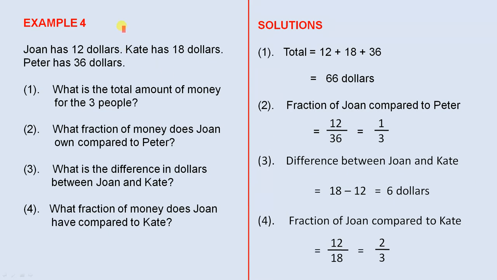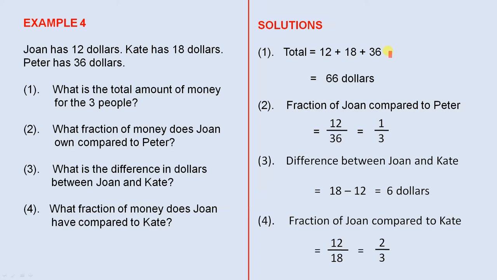Example 4. Joan has $12. Kate has $18. Peter has $36. We have to answer 4 questions. Number 1, what is the total amount of money for the 3 people? Number 2, what fraction of money does Joan own compared to Peter? Number 3, what is the difference in dollars between Joan and Kate? And number 4, what fraction of money does Joan have compared to Kate?